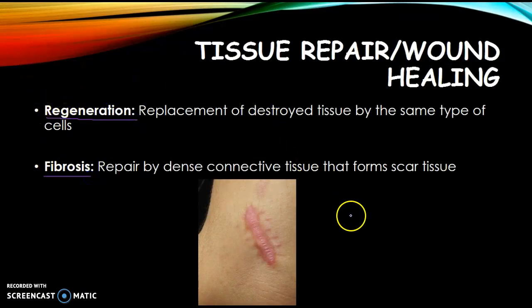Regeneration is the replacement of destroyed tissue by the same type of cells. This is when you get a little paper cut maybe, and then you have new skin cells just grow on top of it. Fibrosis is the picture below. This is when you have a deep enough cut that the dense connective tissue in those lower layers of skin are actually going to form a scar.